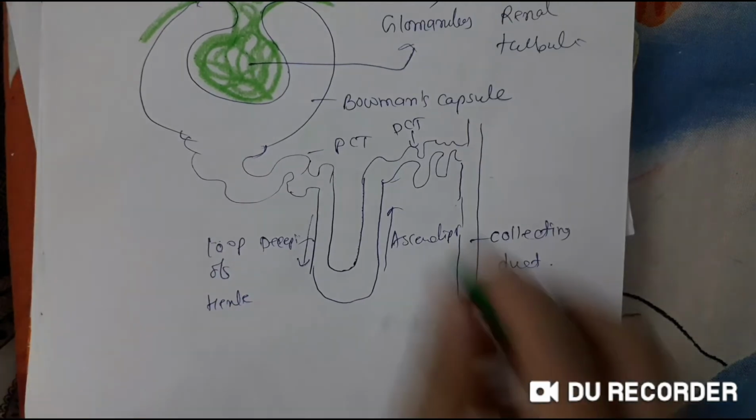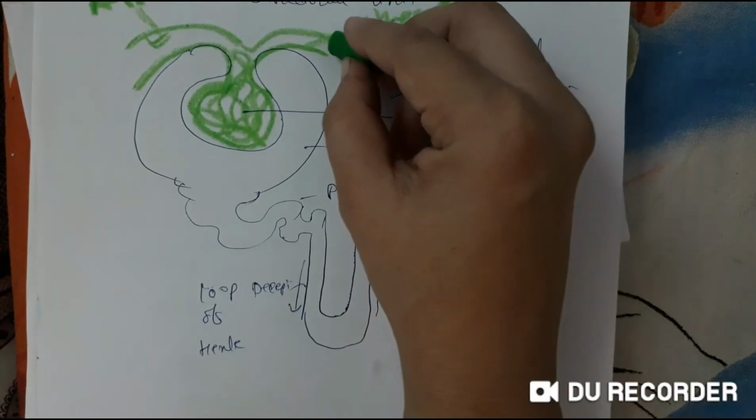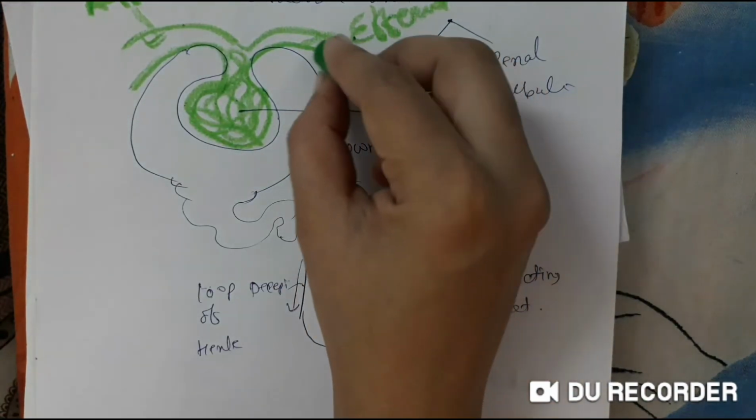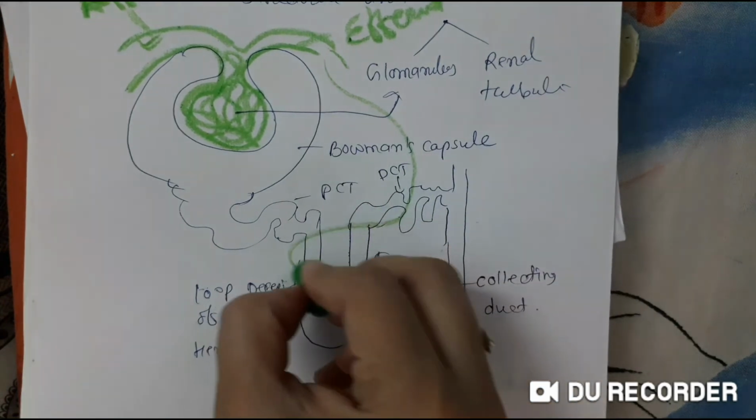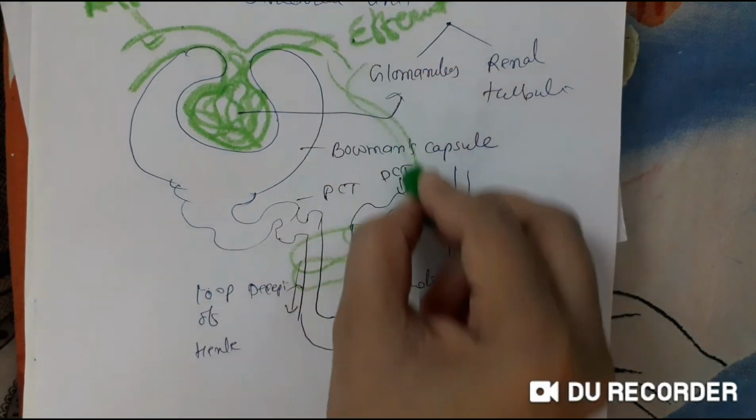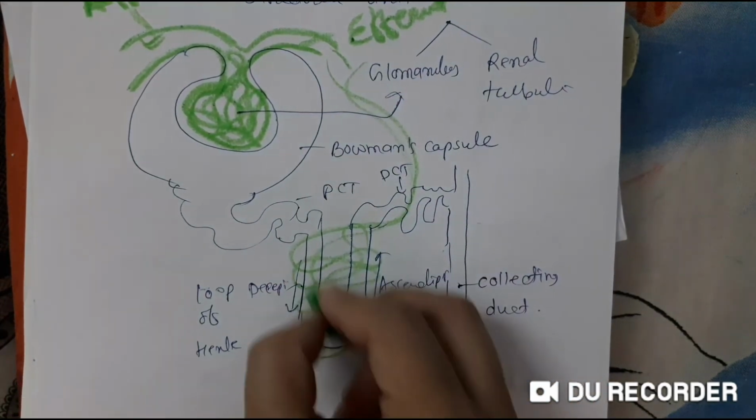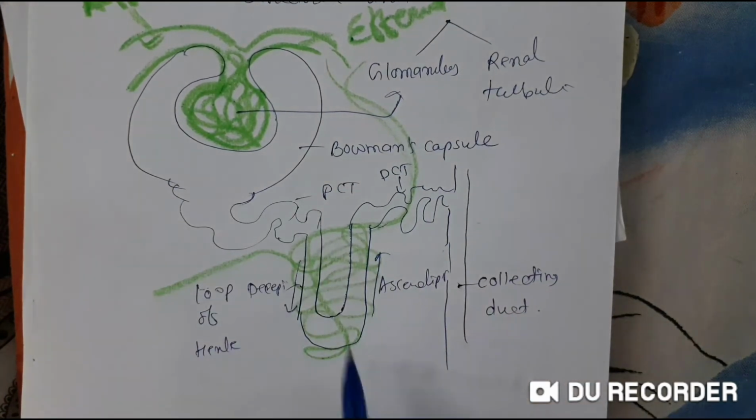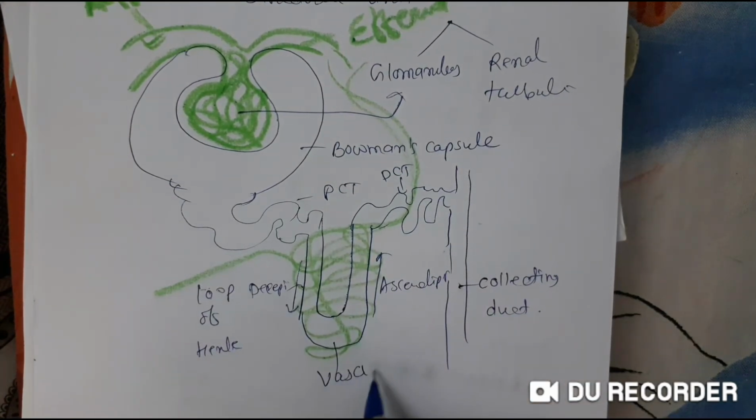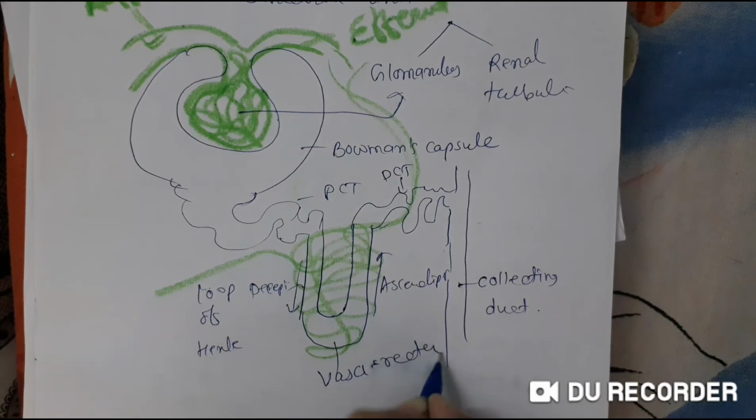Now this afferent arteriole comes out from the Bowman's capsule, and it forms a network of capillaries around the loop of Henle. See, like this. This is called the vasa recta.